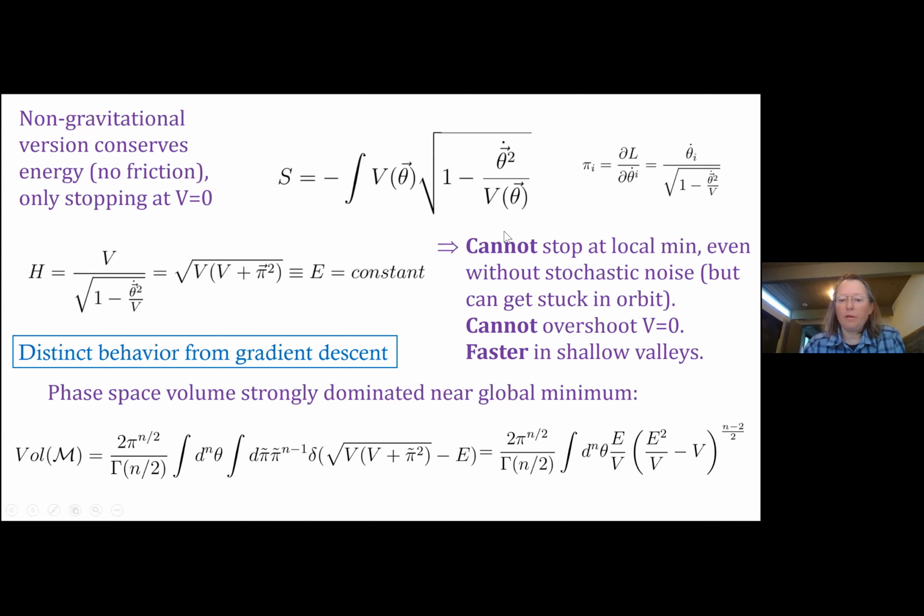Okay, so that means that it has various properties that we can just prove. These are kind of trivial theorems. It can't stop at a local minimum, just can't, because the energy is conserved. The way it can get stuck is to get stuck in some orbit, and we'll treat that momentarily. It also can't overshoot v equals 0. And as we'll see, there's just a detail of the dynamics that makes it also faster in these shallow valley type regions that come up in machine learning. For now, also note it's very distinct from gradient descent. It's just a different category. And so we're motivated to really flesh out what its properties are.